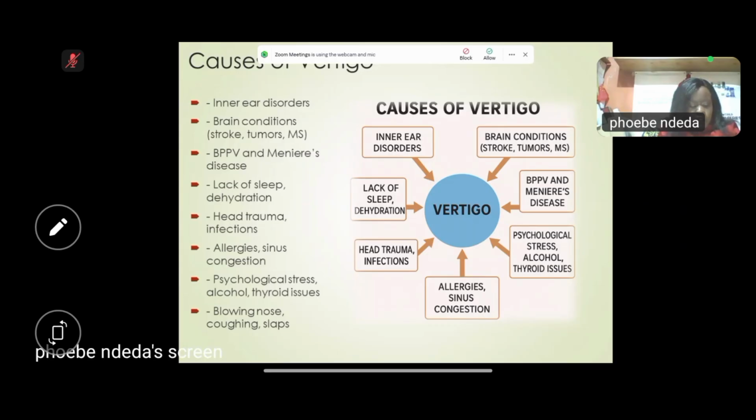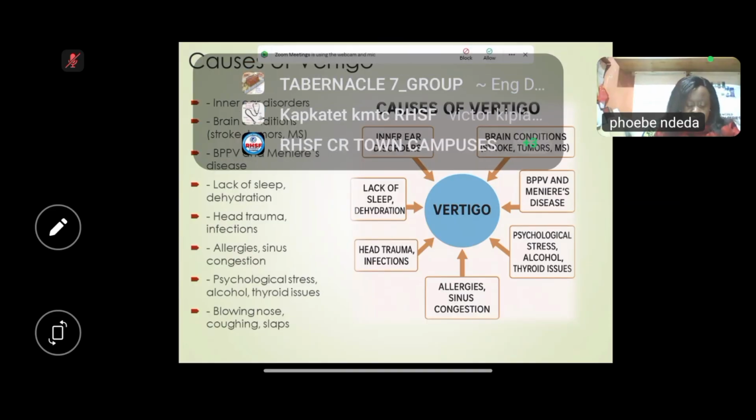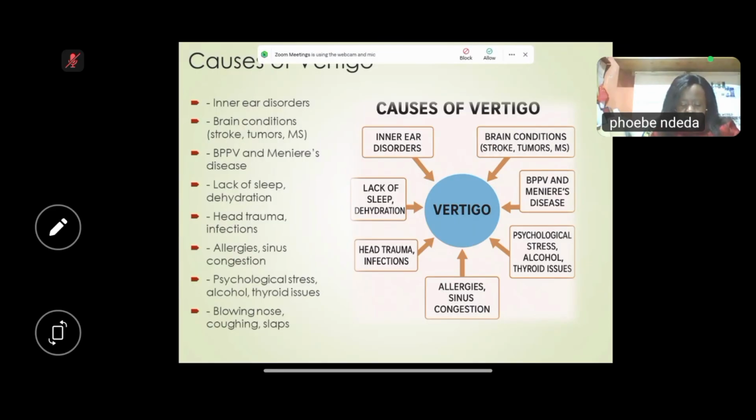Now, when you think about dehydration, we are saying that people who are dehydrated often have reduced blood pressure or lower blood volume. So when this happens, blood may not reach your brain in the way that it should, and this can lead to vertigo.